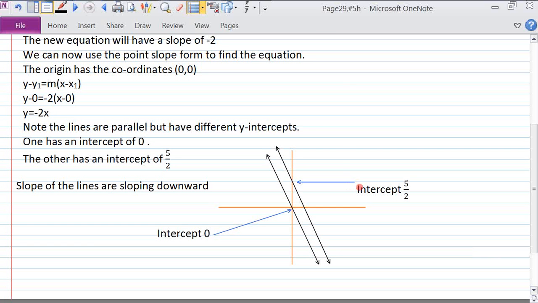The slope of this line and this line is the same. What's different about them is one has an intercept of 5/2, which is this one. One has an intercept of 0. Remember, the intercept is where it crosses the y-axis. So this has a value of b equals 5/2. Here, b equals 0.